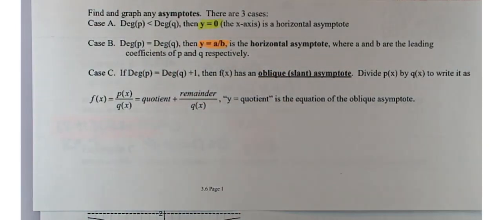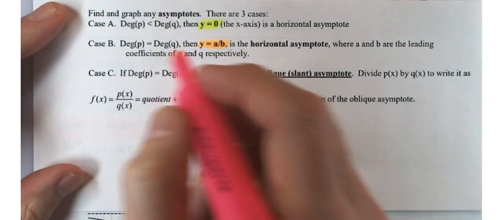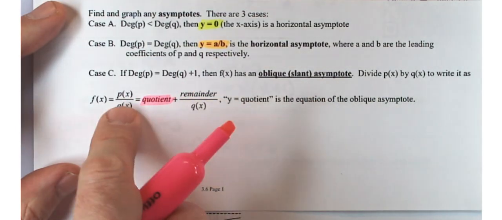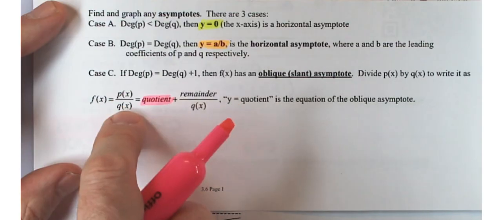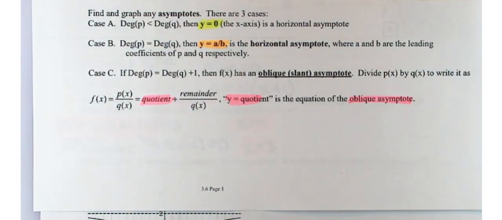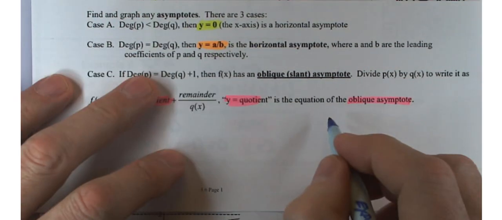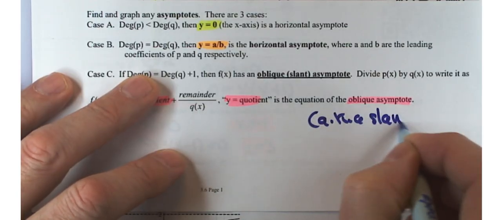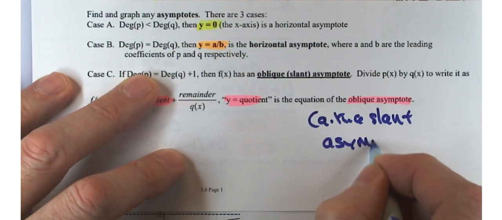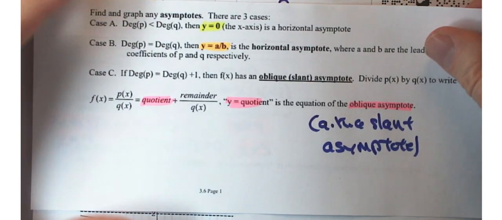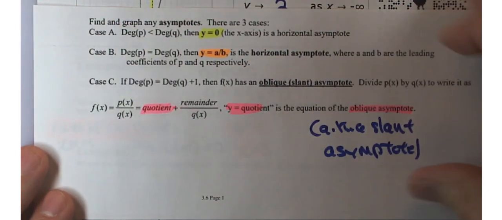And finally, one last situation we can have, if the degree of the numerator is 1 more than the degree of the denominator, then we've got to divide things out, and the quotient of our division, not the remainder, the quotient is going to be what's called an oblique asymptote, or sometimes called a slant asymptote. So, 3 different possibilities there for us on that one.